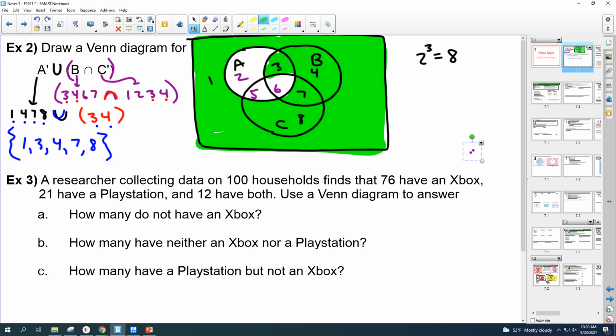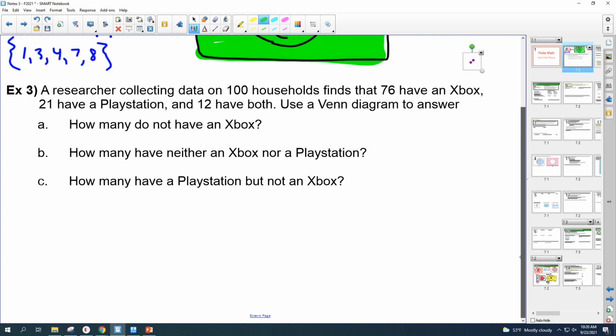Now we're going to start solving some problems. Number 3 says a researcher collecting data on 100 households finds that 76 have an Xbox, 21 have a PlayStation, and 12 have both. Use a Venn diagram to answer some questions. All right. So the answers to these questions are not obvious at all. That's why a Venn diagram is going to be useful for us. It's going to make it a lot easier to think about.